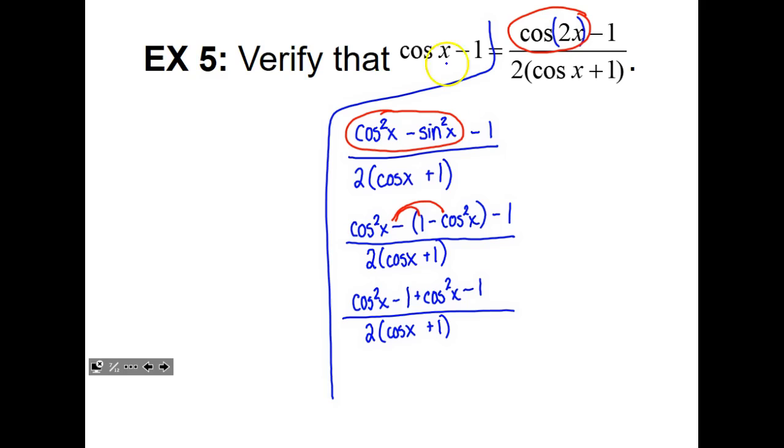Now, I want you to see something. I can put these cosine squared x together, and I will get 2 cosine squared x minus 1 minus 1, which is minus 2. If I had used that shortcut identity, the one that's a bonus, then I would have ended up right here a lot quicker. But that's only good if you actually have the identity memorized.